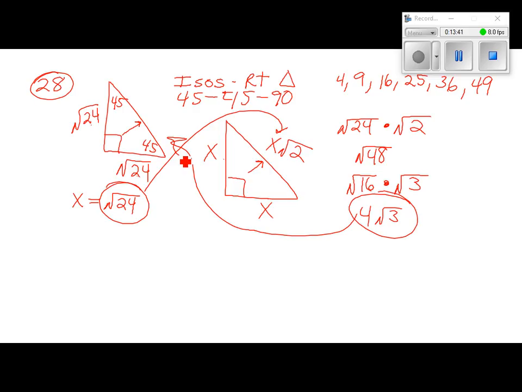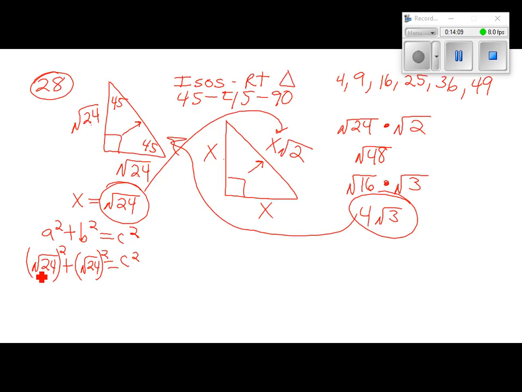No, because I did, let's set up Pythagorean's theorem. Which one's the hypotenuse this time? The one we don't know, right? What goes in place of A? Square root of 24, and then we gotta remember to square it. What goes in place of B? Square root of 24, we gotta remember to square it.